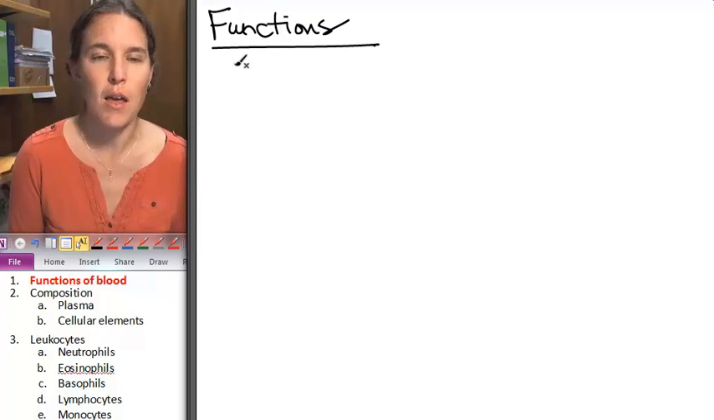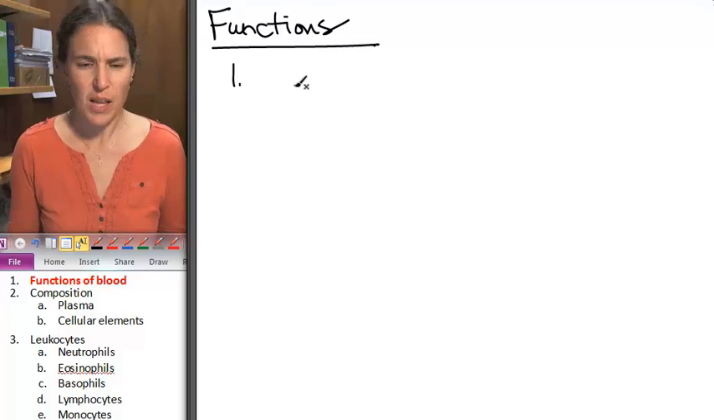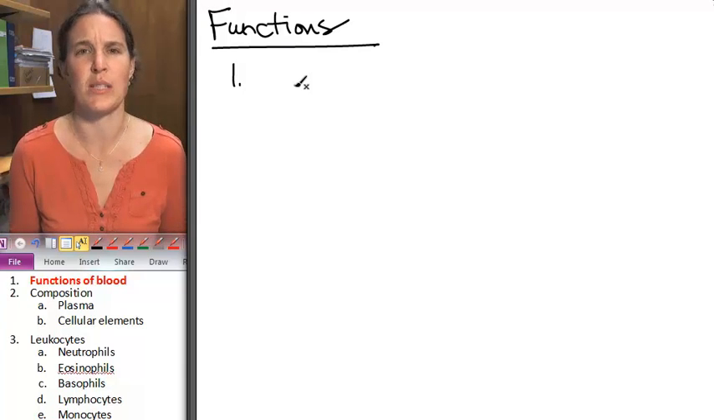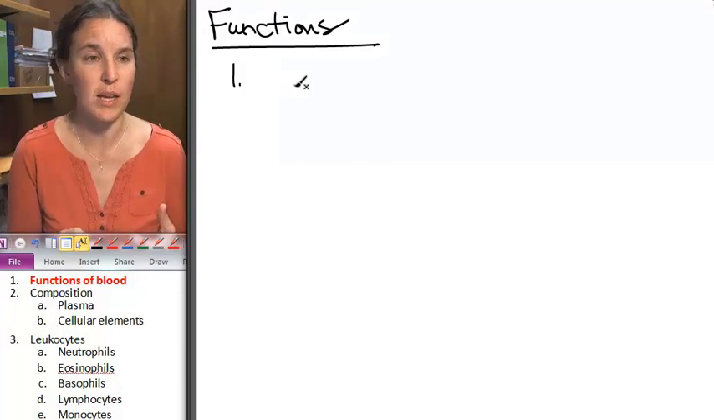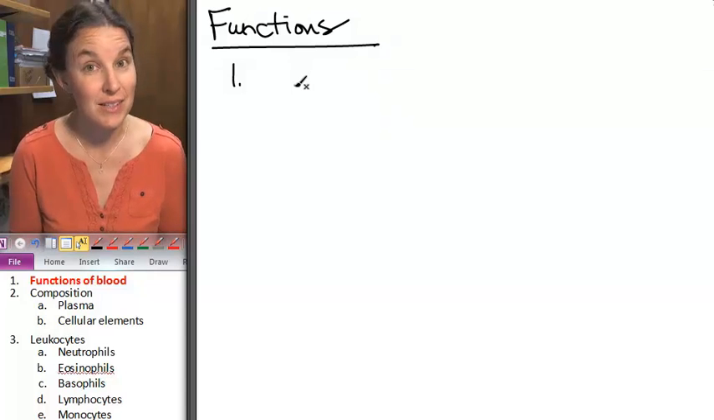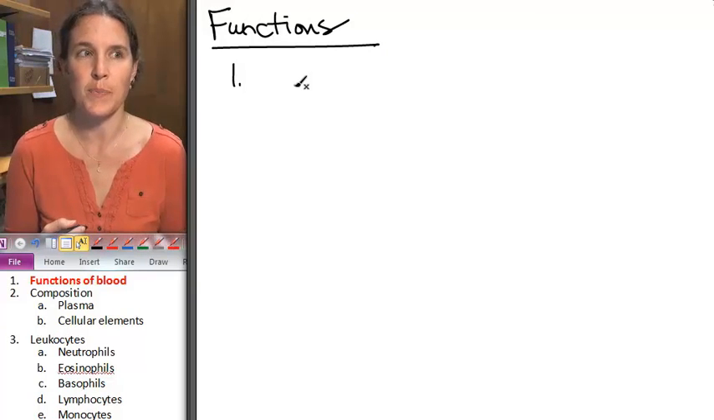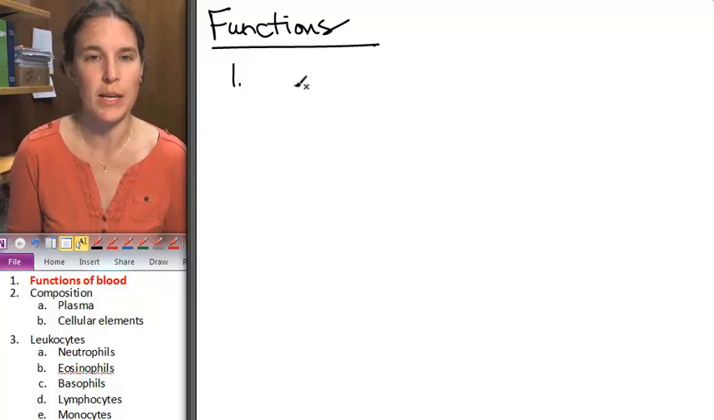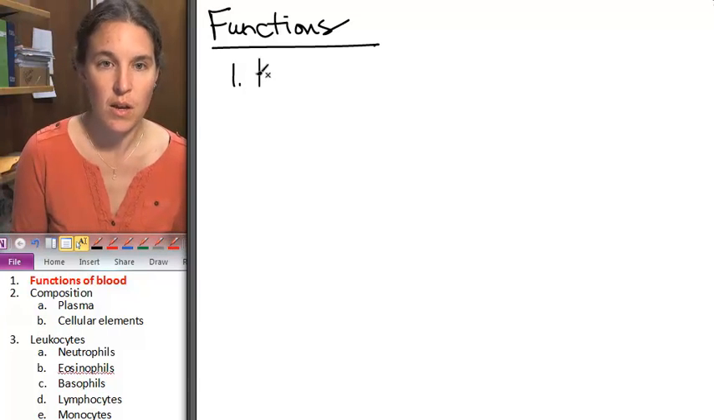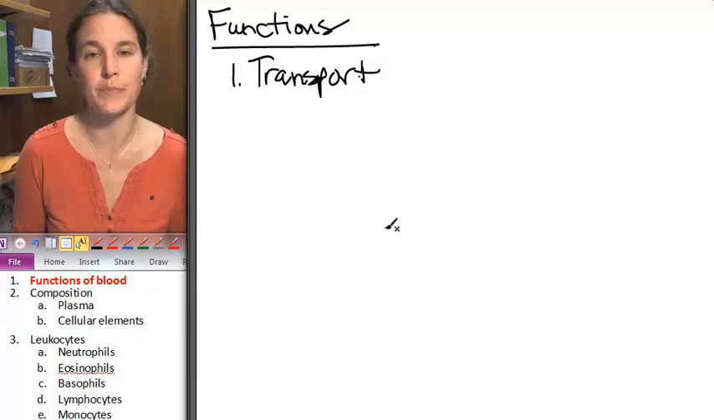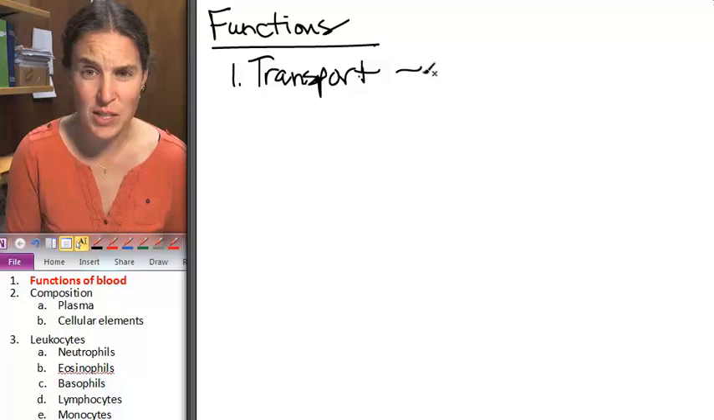All right. Function number one. Blood is like the transport system in your body. It's a fluid substance. It's a connective tissue that basically flows through your veins and carries stuff from one place to the other. So one of its primary functions is transport. What kinds of things are we transporting?